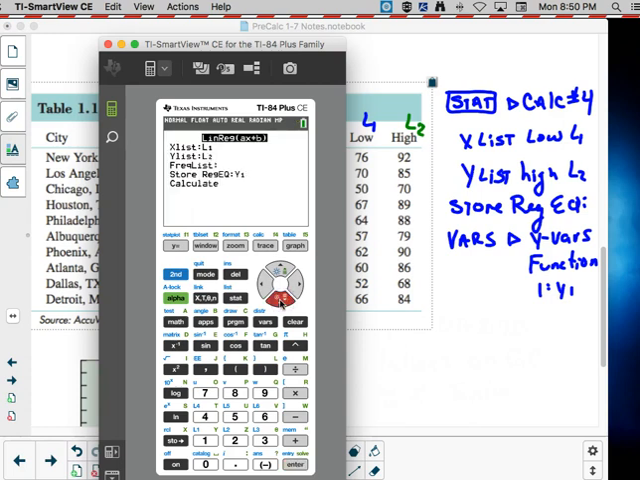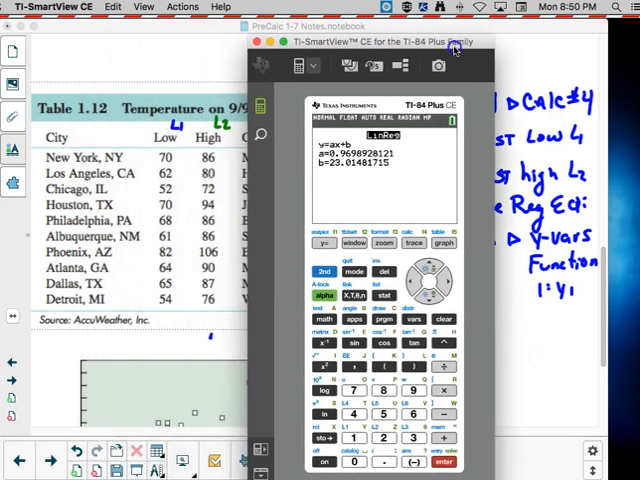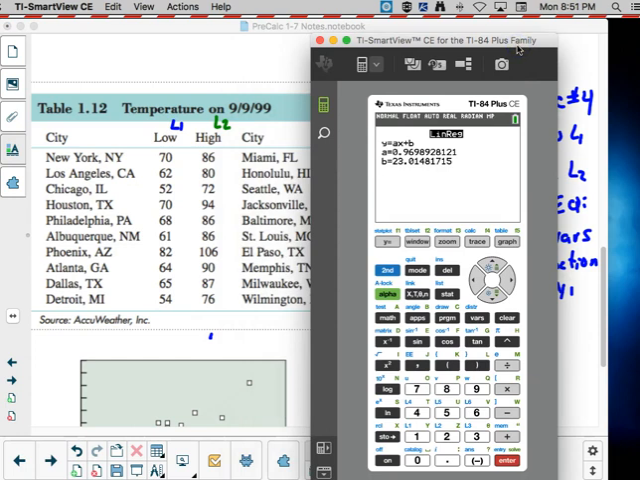So I'm going to hit calculate. And this is going to calculate my numbers, and those are the values I've got. I'm going to use this regression formula. I've got it stored in Y1, and I'm going to graph it, and that's the regression line I just got. It's mimicking the data that I have.